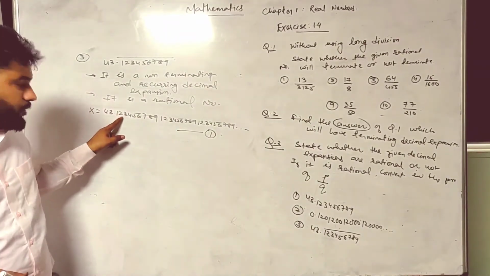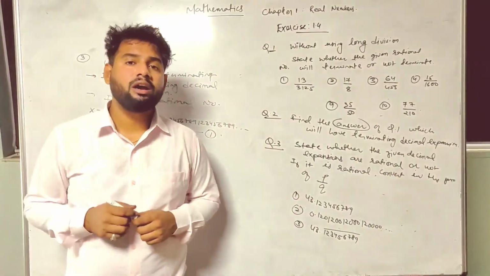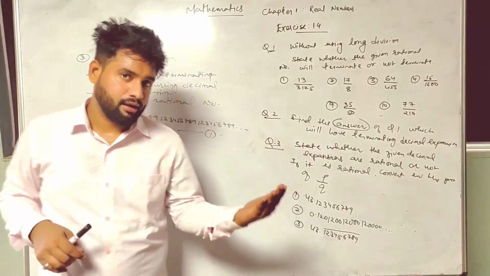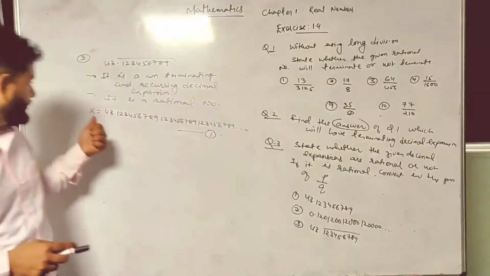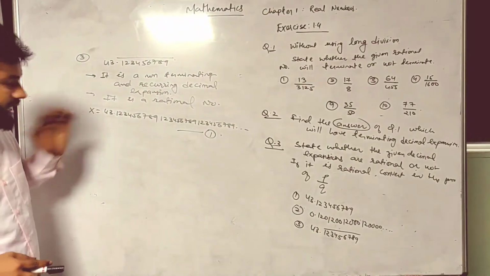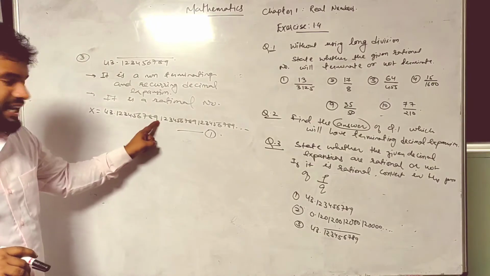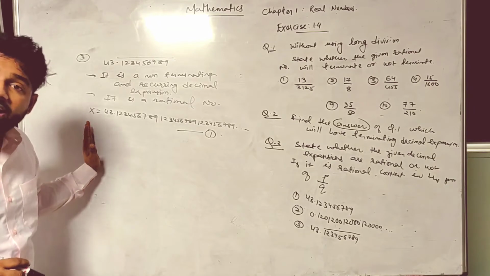If after 2 digits your decimal had been repeating, I would have multiplied by 10 to the power of 2. If after every 3 digits the decimal is repeating, I would have multiplied by 10 to the power of 3 into x. So here, because your digits are repeating after every 9 digits, I will multiply 10 to the power of 9 on both sides.